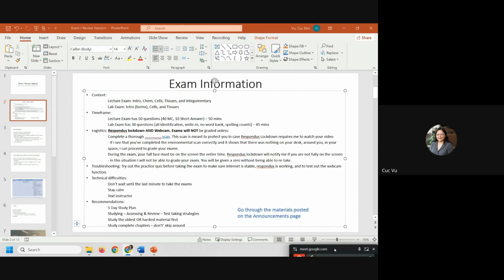And if you answer it wrong, put it into one pile. If you answer it right, put it into another pile. And then when you review, don't review the ones you already got right. Review the ones you got wrong. Okay. So there's lots of study strategies.